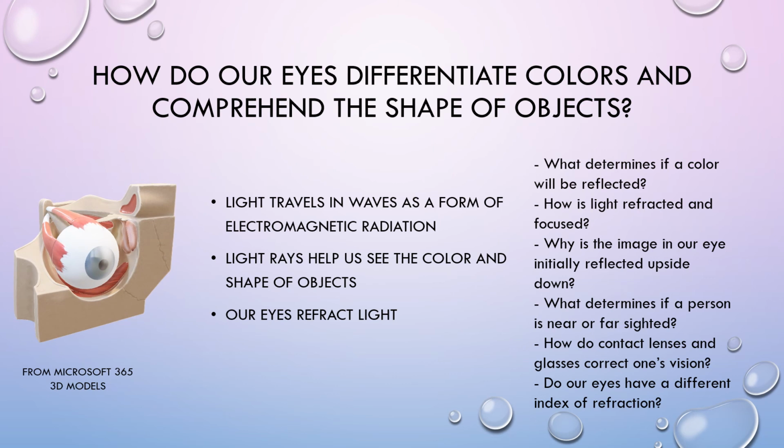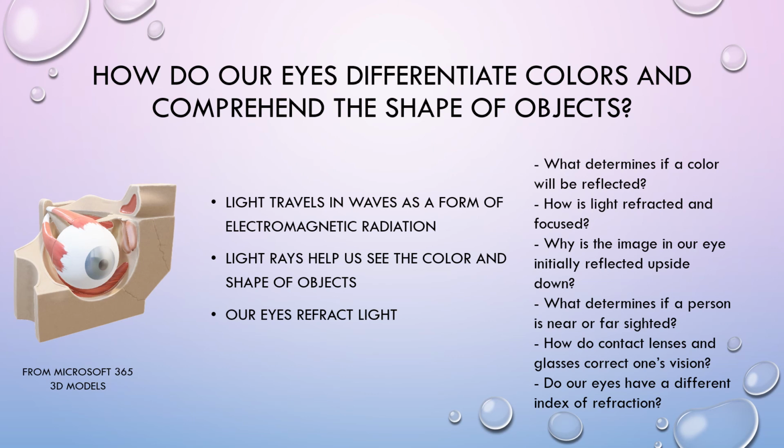So I have learned in my physics class that light travels in waves and takes the form of electromagnetic radiation. Light rays allow us to see color and the shape of objects, and our eyes are able to refract light.